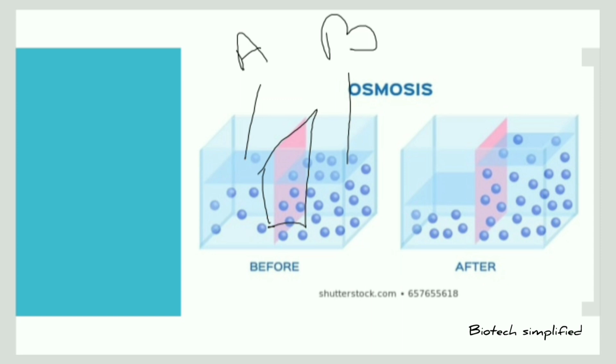As you can see in this diagram, in A the amount of solvent molecules is less, whereas in B the amount of solvent molecules is more. So osmosis is the movement of water molecules across a semi-permeable membrane, and this water movement occurs to the region of higher solute concentration.